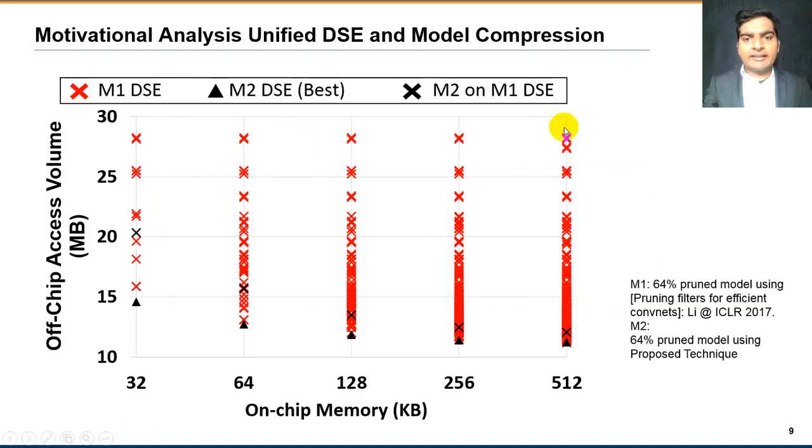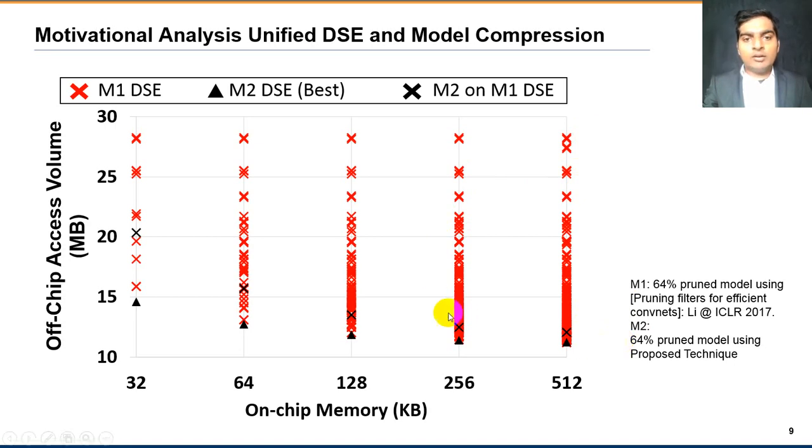Since different pruning techniques may remove different numbers of parameters from the network layers, even for the same cumulative pruning ratio, we evaluate if DSE carried out for one model is indeed applicable to another. Here we provide the design space explored for two models, M1 which was Lee's model and M2 which was the model obtained from our proposed methodology.